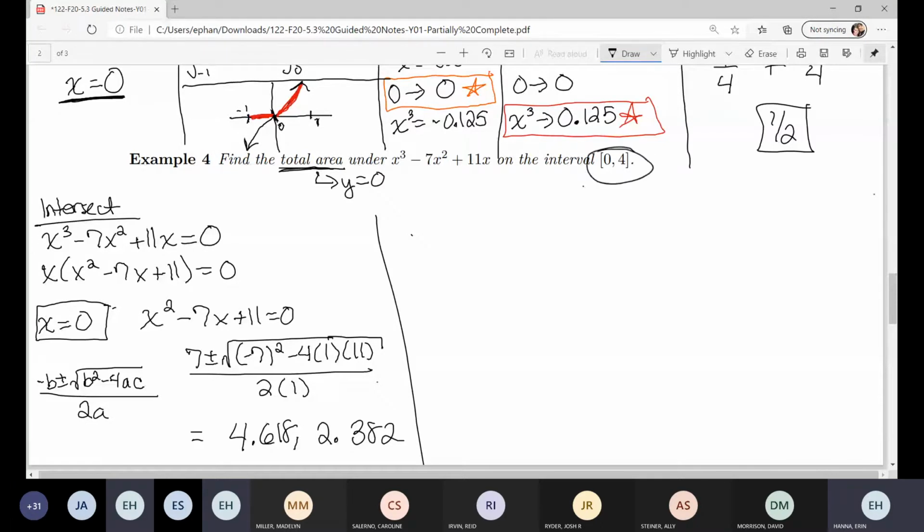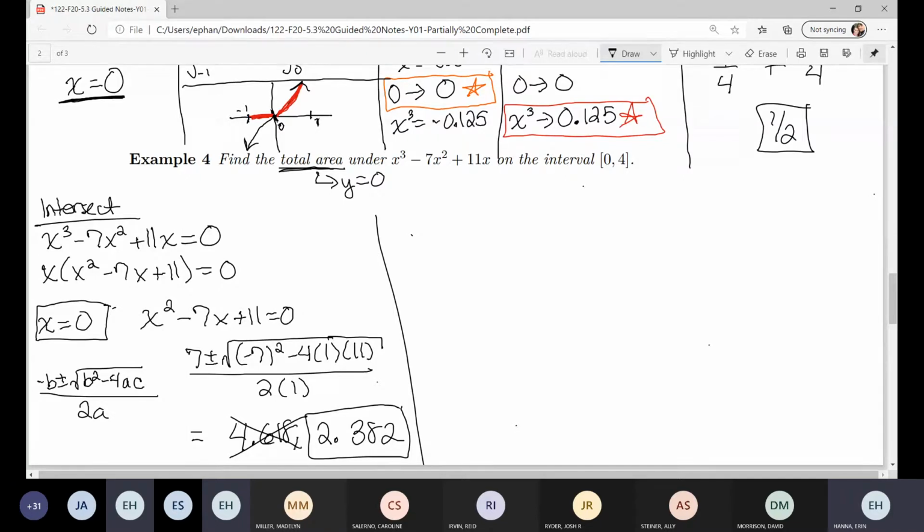Now notice the interval we're going over is 0 to 4. So that 4.618 is not in the interval we're working over, so we don't care about it. We only care about the 2.382 and the x equals 0 that we got from the other piece. Well, we almost don't care about the x equals 0 because that's already an endpoint, but it technically does fall in our interval.